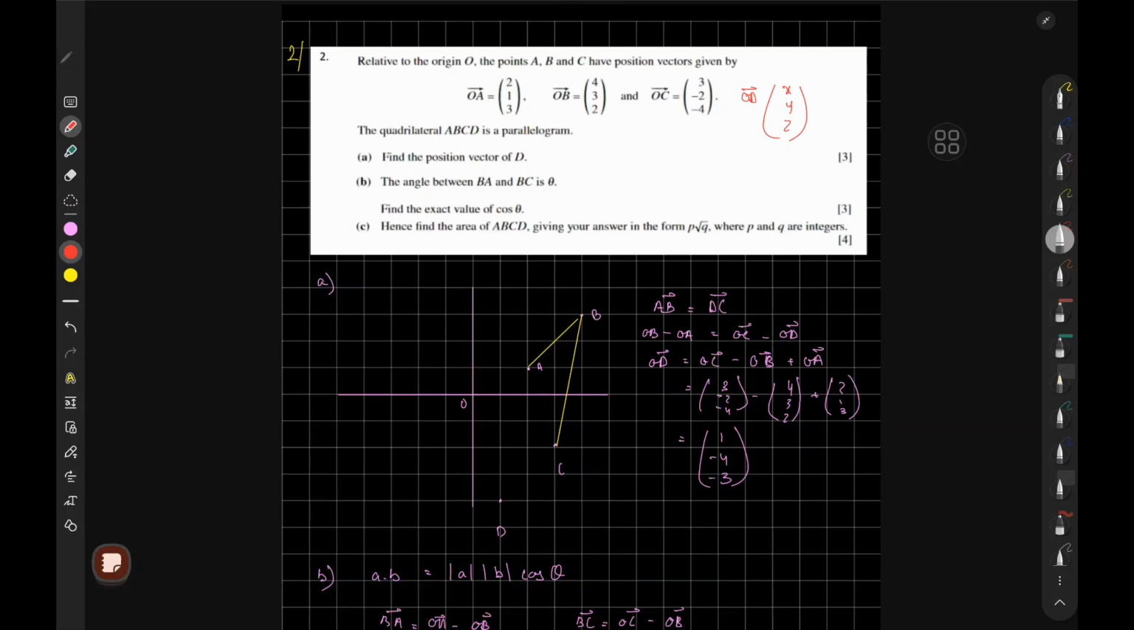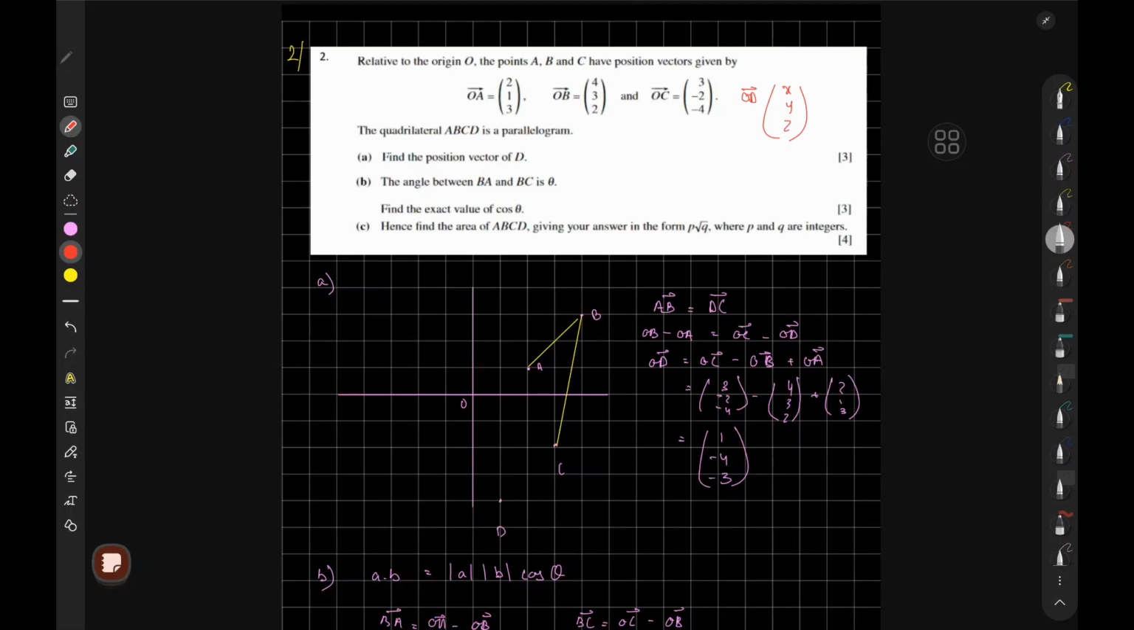To do that, you know the vectors AB and DC are equal. Why are they equal? Because they are in the same direction. This is a parallelogram, and in parallelograms this and this are going to be equal, so their vectors are going to be equal. This and this are going to be equal, so their vectors are going to be equal.